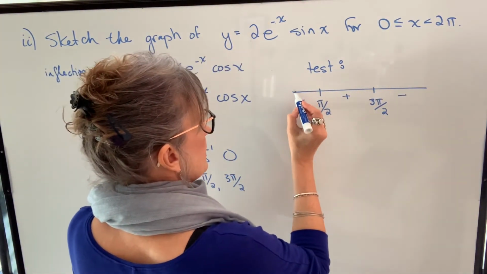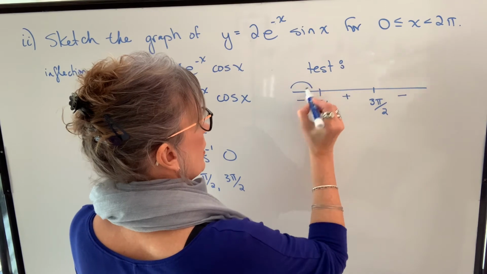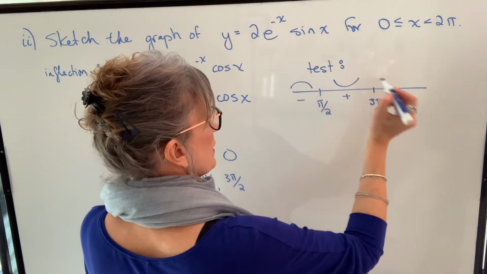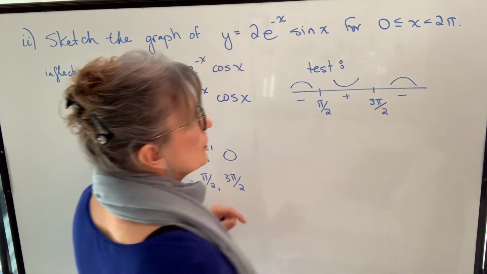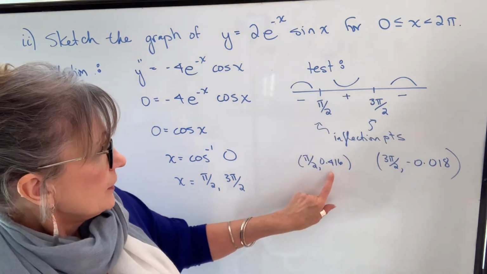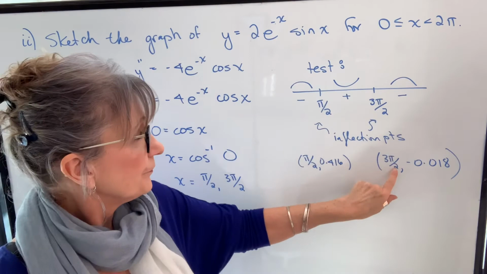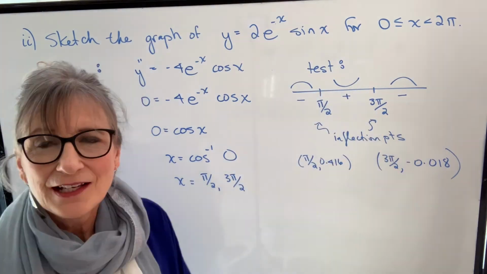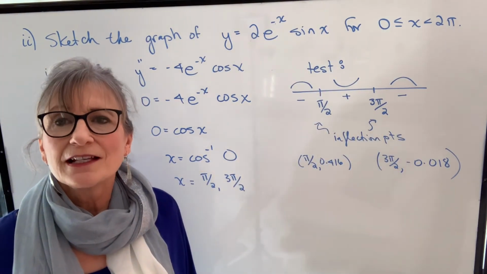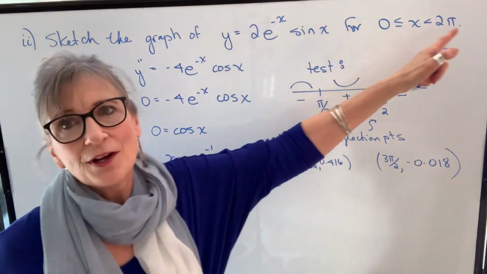So what that means is the function is concave down in that interval, concave up in this interval, concave down. So those are inflection points. And I need to find the y values, so I just plug these x values into the function to find the y values. Now that we have these important points, let's draw the graph between 0 and 2 pi.